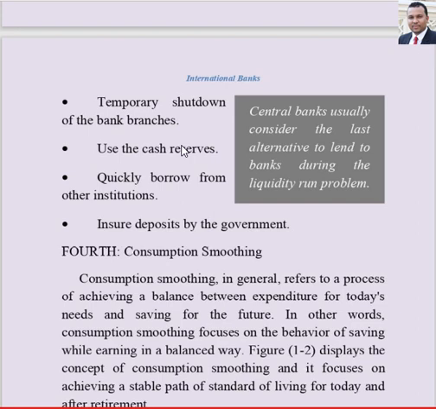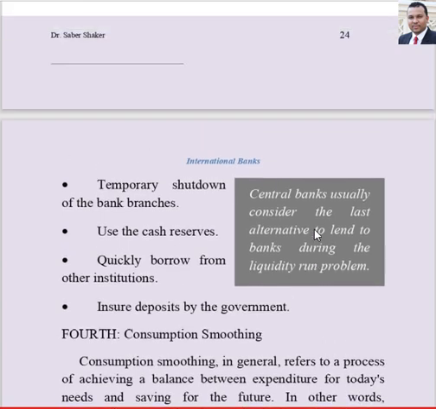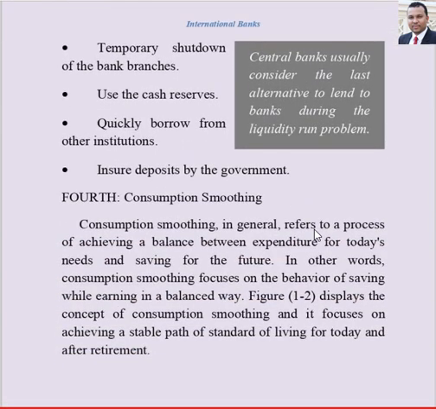Number one, temporary shutdown of bank branches. Number two, use cash reserves and quick borrowing from other institutions to get support, and ensure deposits by the government. In this case, this is very important. But the run problem or liquidity problem appears in the case of wars, the case of crisis, and so on.